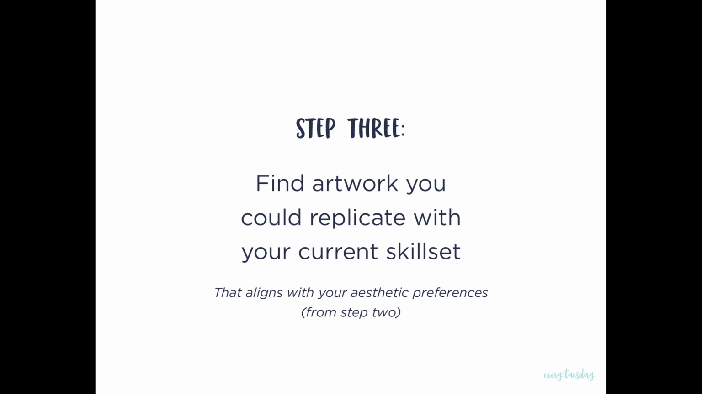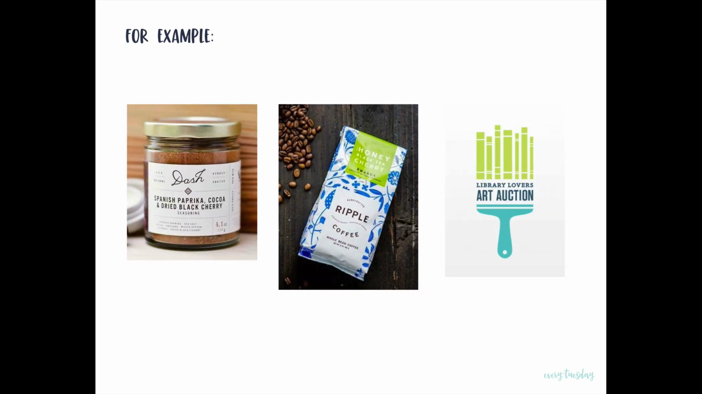You want to make sure that the artwork that you believe you can replicate with your current skill set aligns with your aesthetic preferences. Otherwise, this whole exercise will not make any sense. So that's really important. Choose artwork that you believe you can replicate that you actually like. It makes sense, right? For example, these are some pieces that I was drawn to based on my personal aesthetic. I wanted to follow this process so you could see a real example of me following through with this exercise. These are three that I collected.